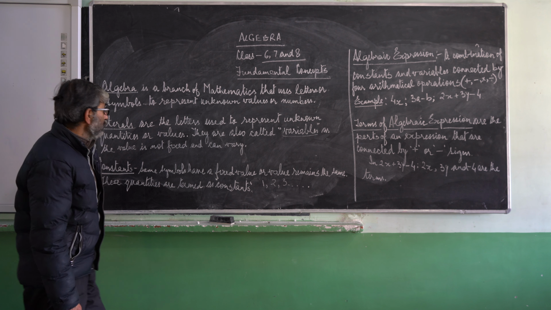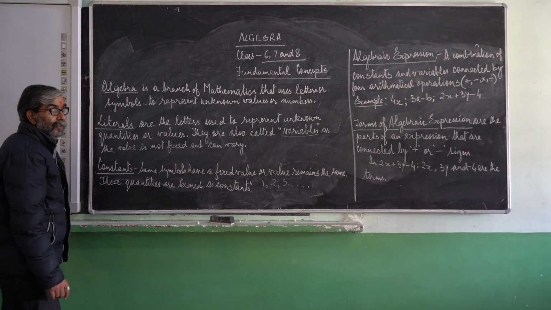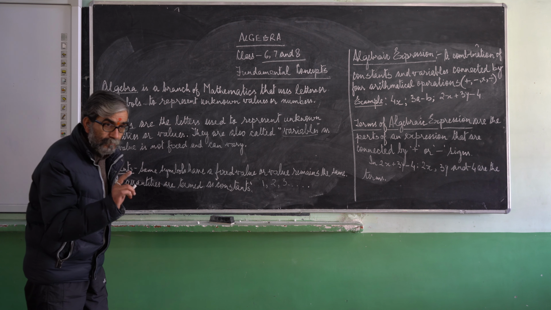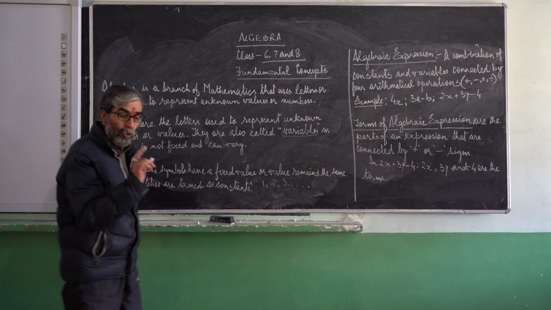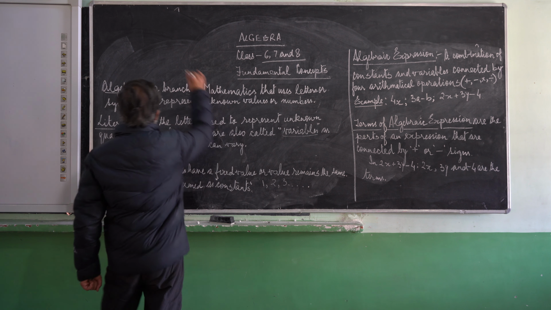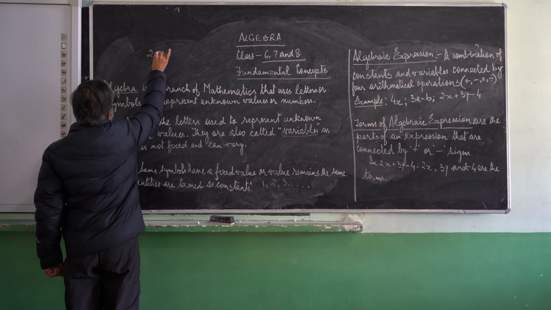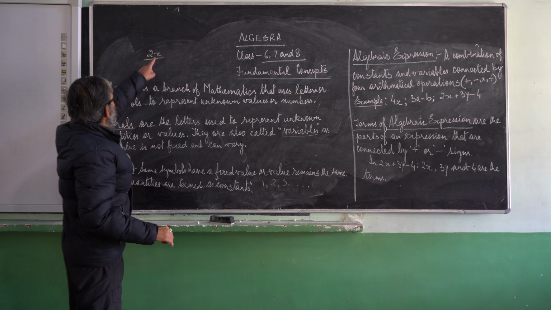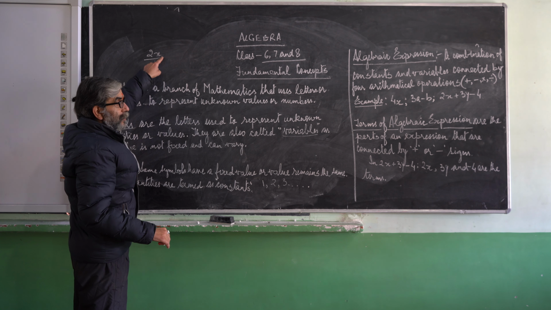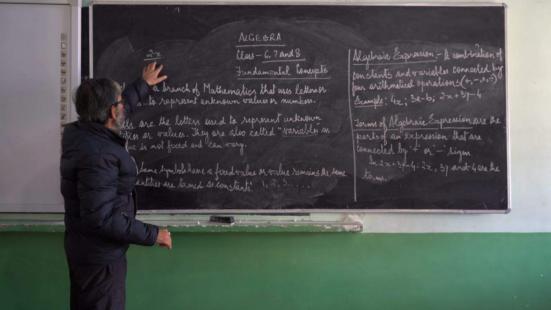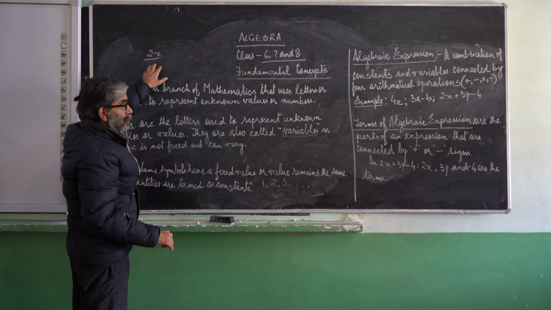The combination of literals and constants, the value will always vary. Suppose I take, for example, 2x, so this is also termed as a variable. Why? Because the value of x is unknown. It can vary, it can be 1, it can be 2, it can be 3. The value of this expression can change.